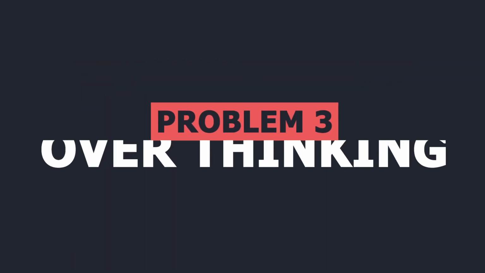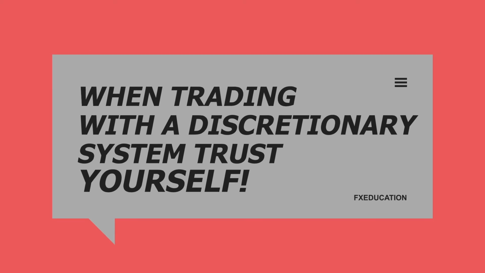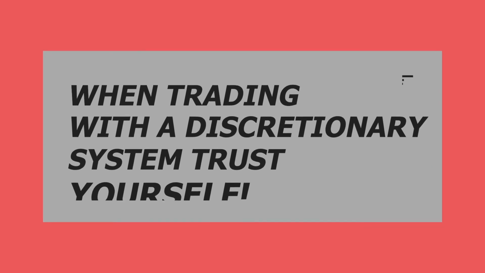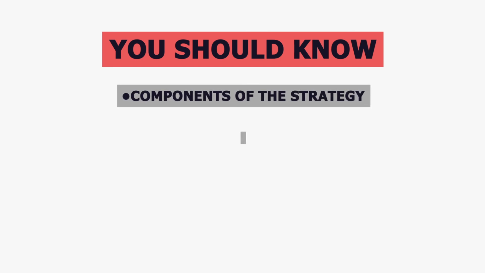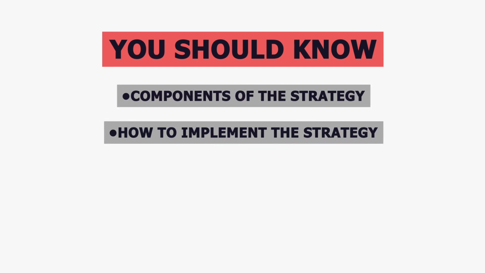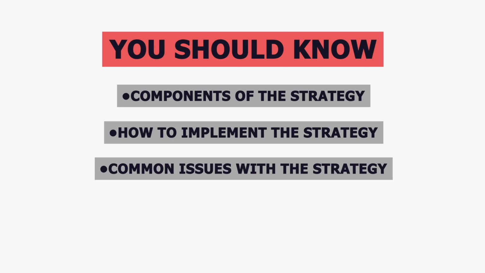Problem 3, overthinking. When you're trading with discretion, you need to let your intuition guide you on trades. To prevent overthinking, always backtest your system before taking it into the live markets so you've got less to worry about. So now you know the components of the strategy, how to implement those components into your own trading, and the common problems that people experience.